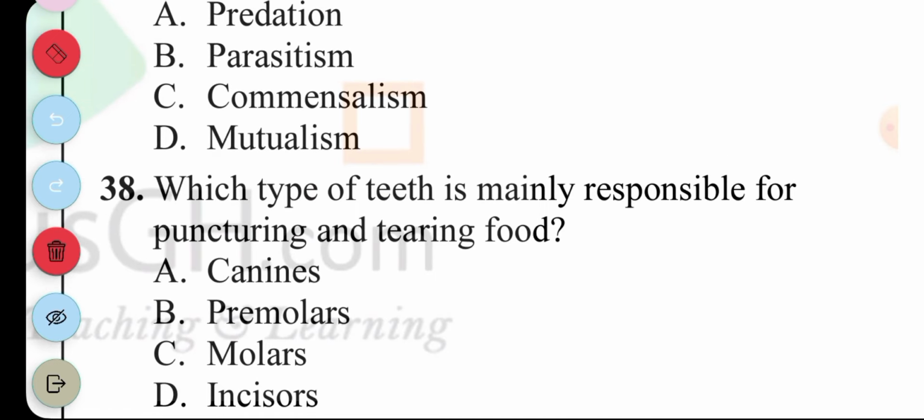38. Which type of teeth is responsible for puncturing and tearing food? A. Canine. B. Premolars. C. Molars. D. Incisors. The answer to 38 is canine. A.